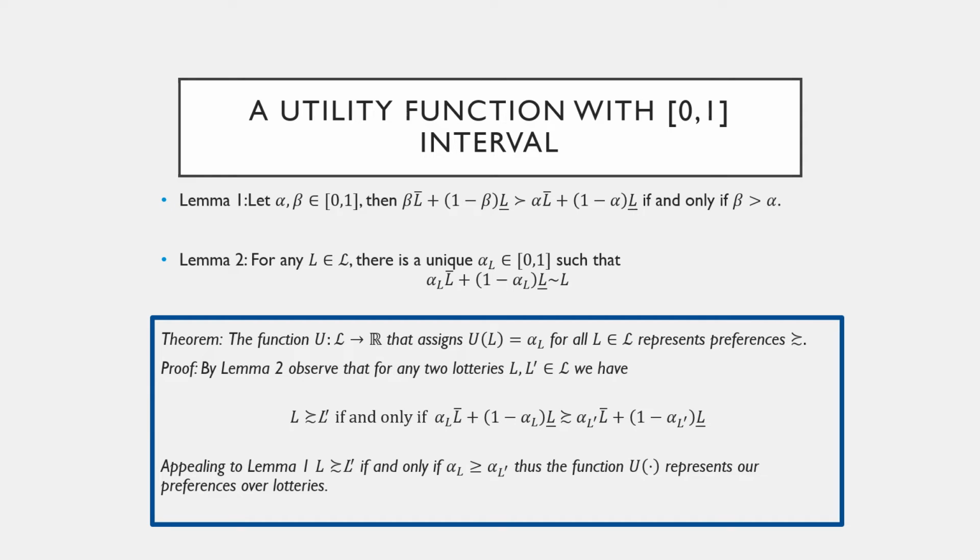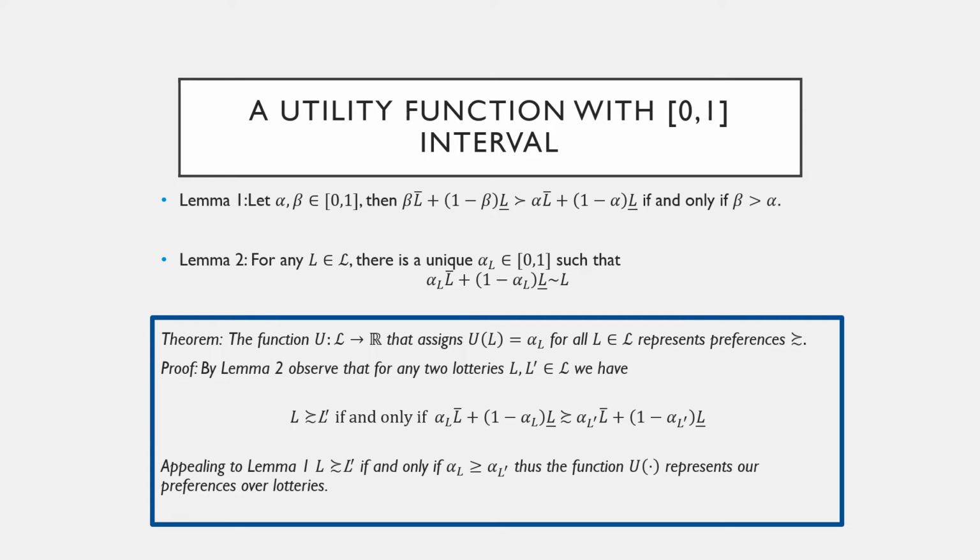And that's seen primarily in the context where we're looking at degenerate lotteries, outcomes with certainty, where we have the best outcome with certainty, which is probably the best lottery that you're looking at, and the worst outcome with certainty.